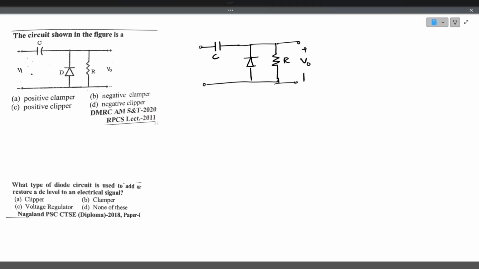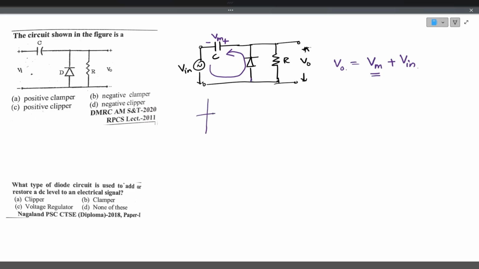Now if you see here, the input voltage is a sinusoidal waveform. During the positive half cycle, the diode does not conduct. During the negative half cycle, the diode conducts and current flows in this direction, charging the capacitor to plus Vm voltage. From then onwards, the output voltage will be Vm, the voltage across the capacitor, plus Vin, the input voltage. So it is shifting the DC bias of the input voltage to the positive side, positive DC.